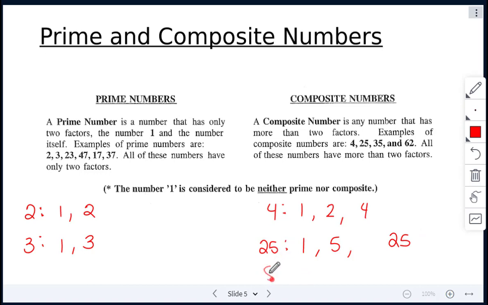If we were to do the number 8, 1 and 8 are factors, but 2 times 4 would also give us 8. All right, so that's the difference between prime numbers and composite numbers. The number 1 is considered to be neither prime nor composite. It doesn't fall into either category.